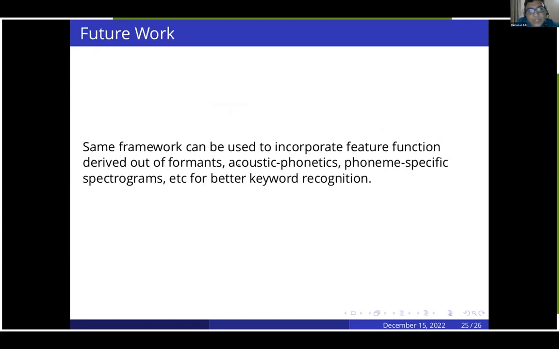So this can be used to incorporate any other feature functions derived out of any other features like formants or acoustic phonetics or phoneme specific spectrograms or anything like that for a better keyword accuracy.